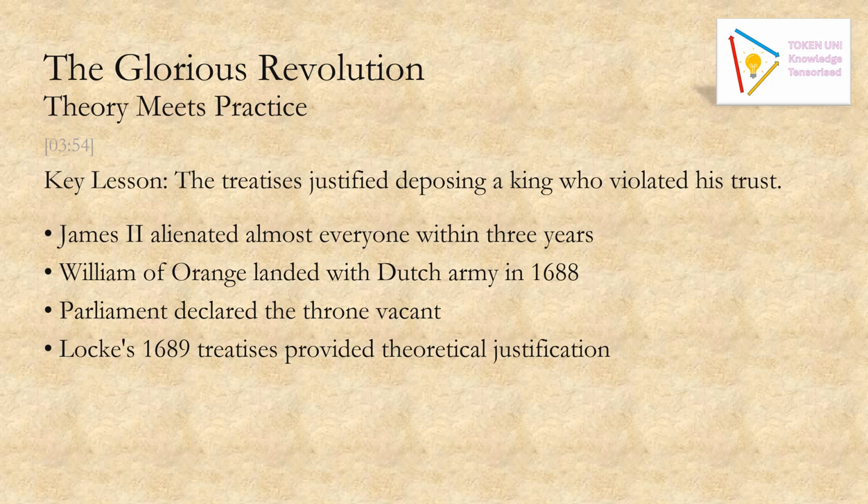Locke's treatises, published the following year, provided the theoretical justification. The king had violated the trust placed in him. The people had exercised their right to resist. A new government had been established by something like consent. All of this was legitimate, and here was the argument for why.